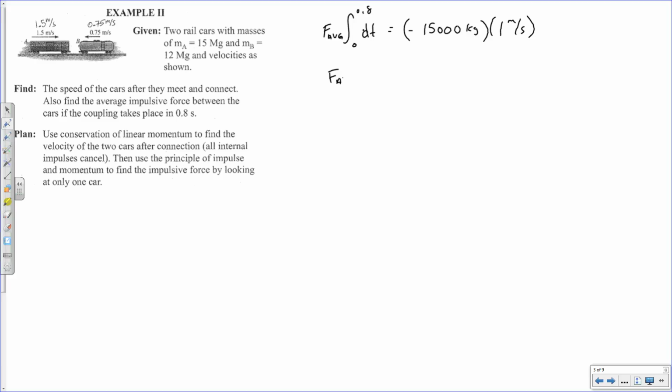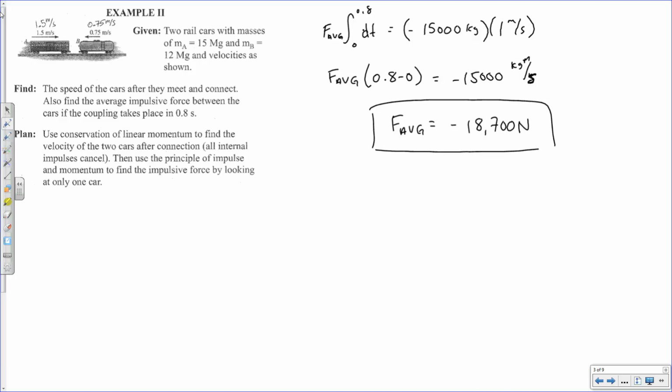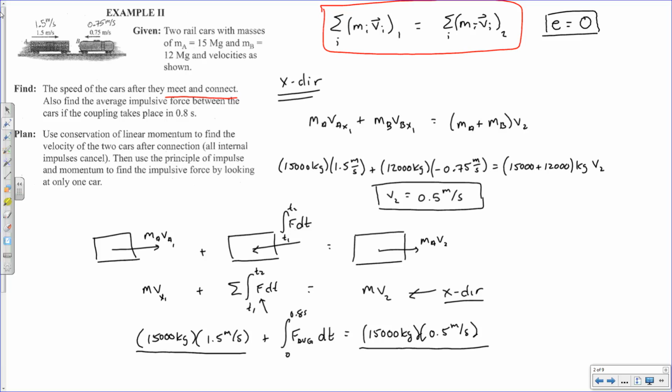Okay, so that negative is important for us. So F average, we perform this integral, that becomes t, evaluated from 0 to 0.8, that will be 0.8 minus 0, is equal to negative 15,000 kilogram meters per second. And so that allows us to solve for our average impulsive force, which turns out to be negative 18,700 newtons. It's negative because it's pointing in the negative direction.